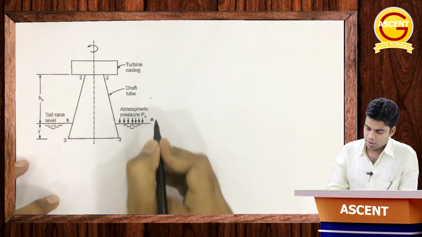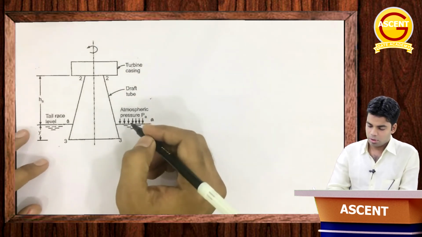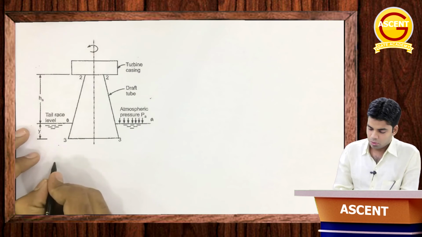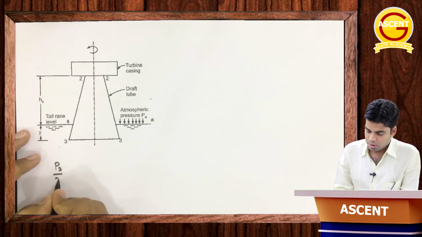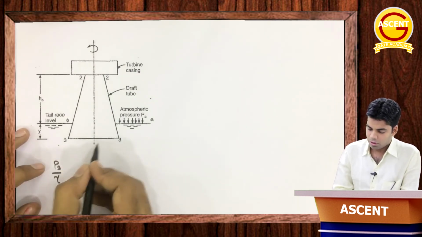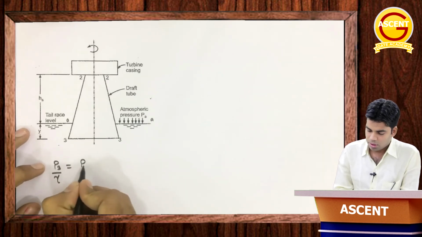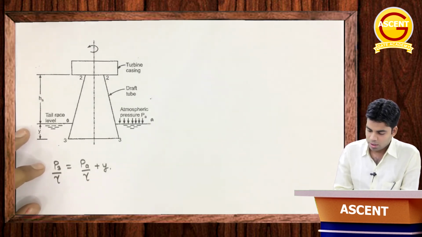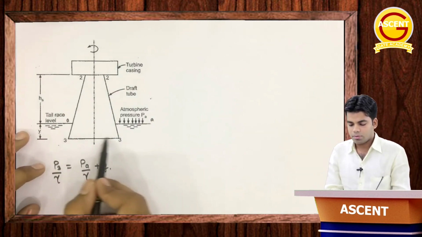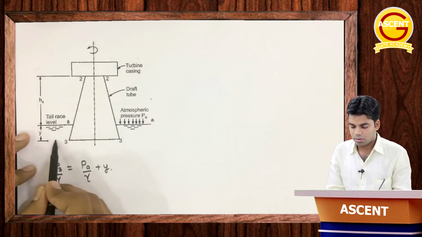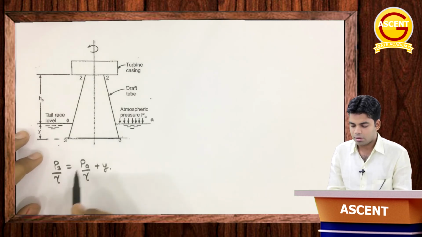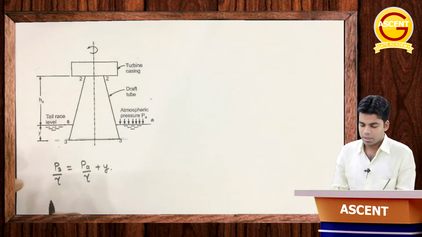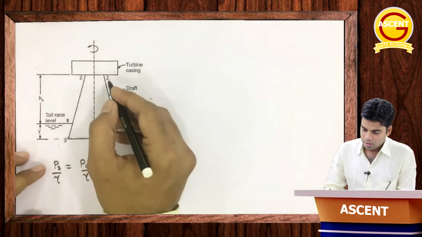Getting this? Now the very first thing, suppose this section is 2-2, this section is 3-3, and this section is A-A, which is atmosphere. Now applying Bernoulli's equation between point 3 and point A, this will be P3 by gamma, velocity here will be 0, equal to PA by gamma plus Y. Getting this? P3 by gamma, we are taking this as datum. The datum height is 0 here, equal to PA by gamma plus Y.